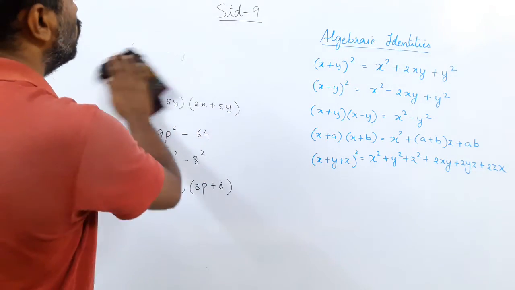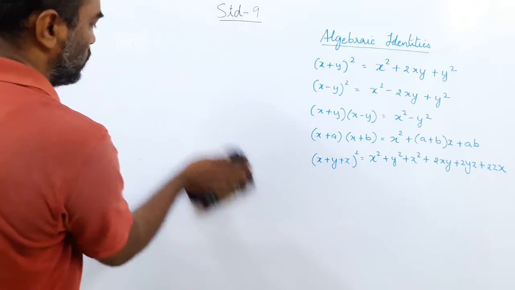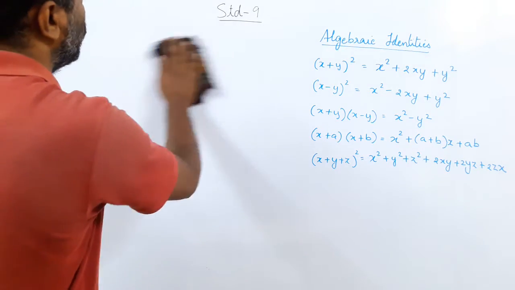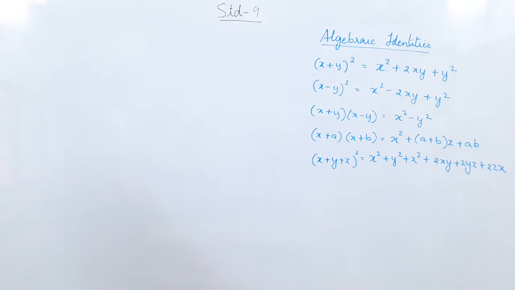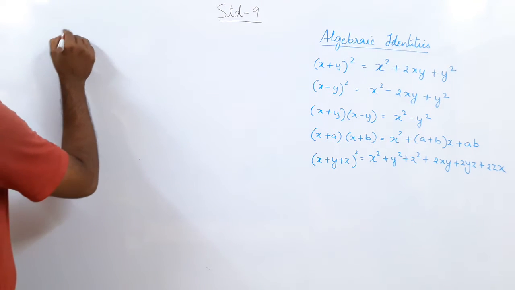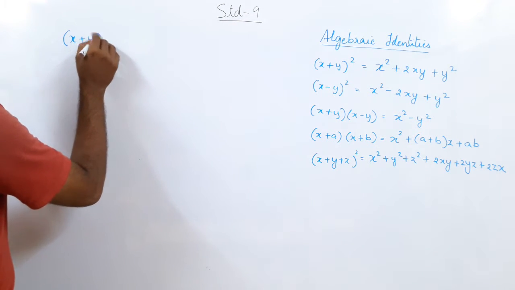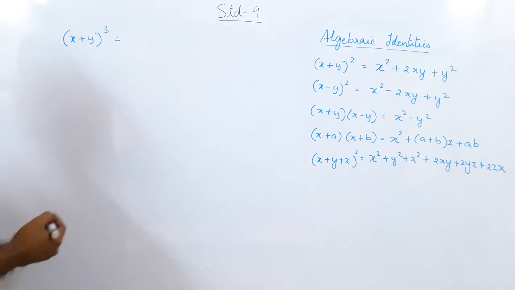So today we are going to do some more identities. Okay, we are going to go for a few more algebraic identities. We have done the square. Today we are going to do the cube. So let us begin with the first one. Today we will find x plus y the whole cube. Let us see how we are going to derive this x plus y the whole cube.